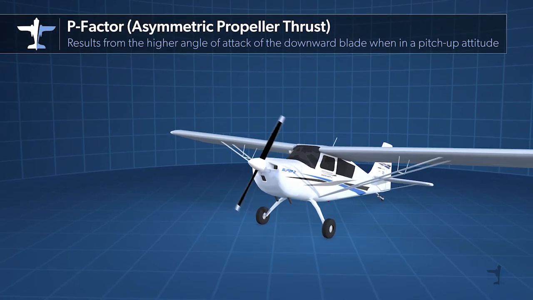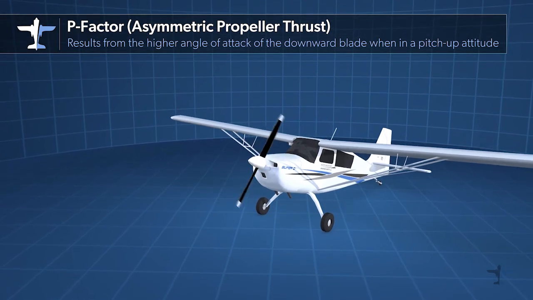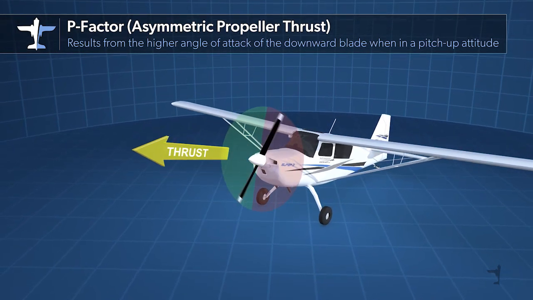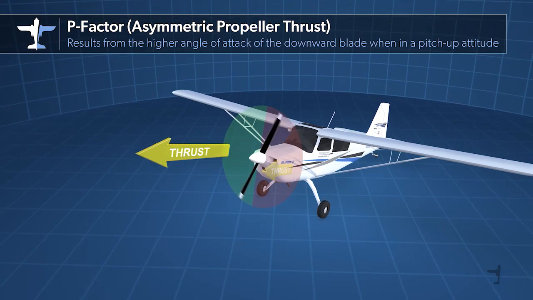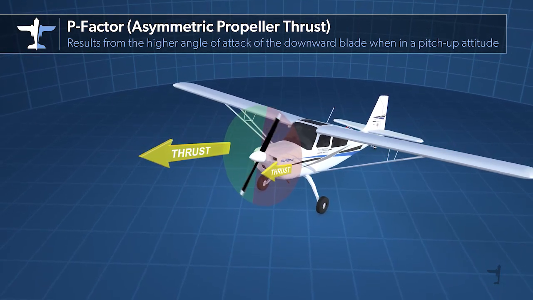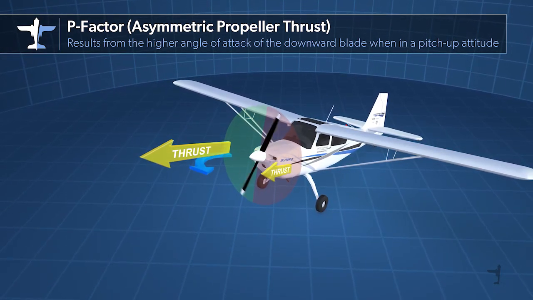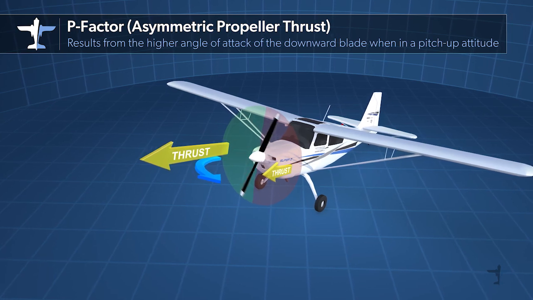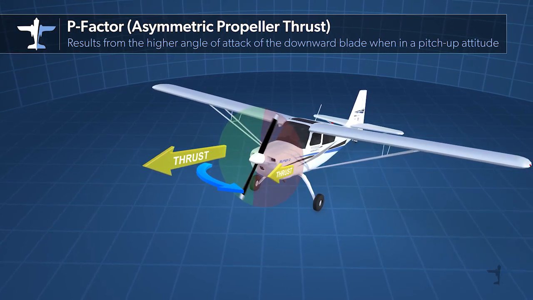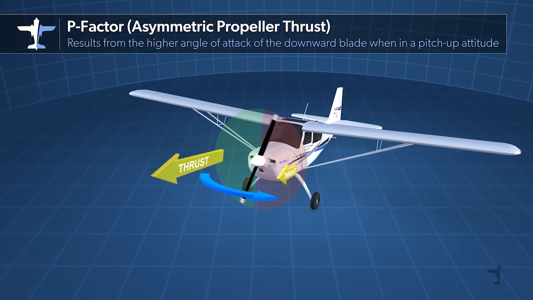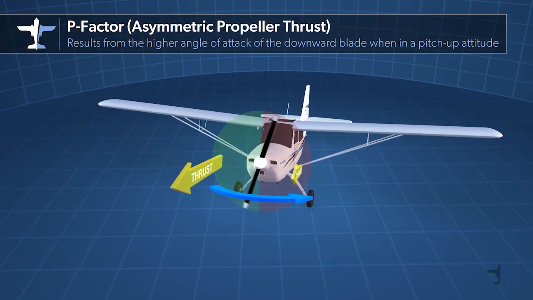P-factor, or asymmetric propeller loading, is the force of the downward moving blade of the propeller being at a higher angle of attack than the upward sweeping blade, meaning the downward sweeping blade in a right-turning propeller will take a bigger bite out of the air, creating more thrust and yawing it to the left.